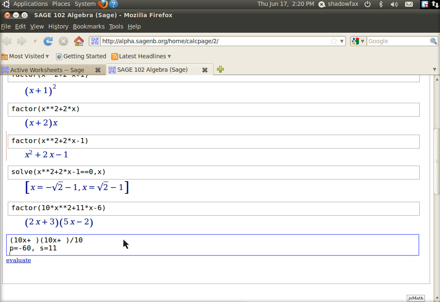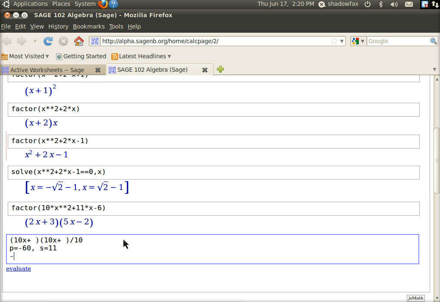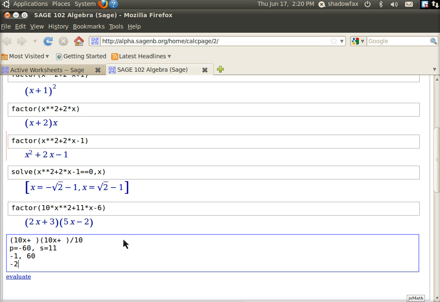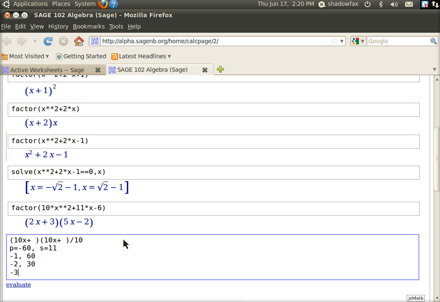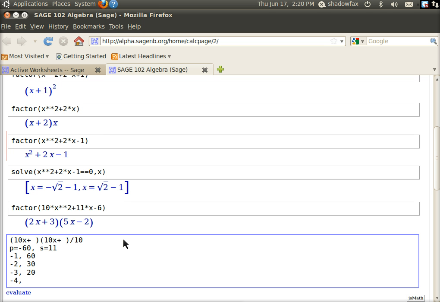So what multiplies to negative 60? Well, negative 1 and 60. That multiplies to negative 60 and has a positive sum, but not 11. How about negative 2 and 30? The sum now is 28. How about negative 3 and 20? Now the sum is 17. How about negative 4 and 15? Won't that work? That multiplies out to negative 60 and adds up to positive 11.